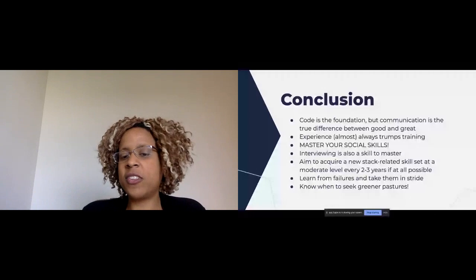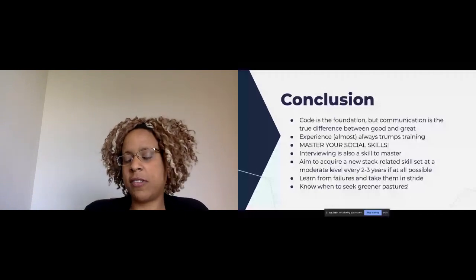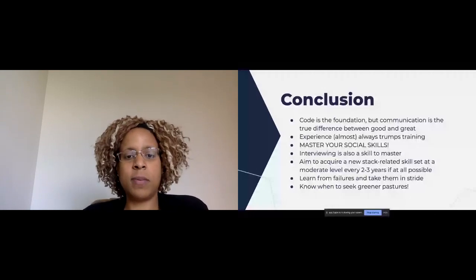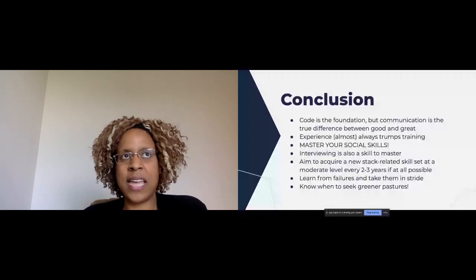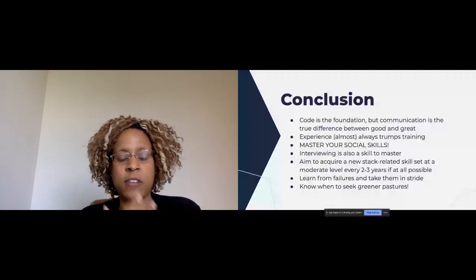Aim to acquire a new stack-related skill set, I'd say at least on a moderate level, every 2 to 3 years, if not more so if possible. More when you're just getting into it. As you get further along and have already built a resume, it's less vital because your experience will build on other things. But don't forget to keep up on your world, whatever your specialization is.